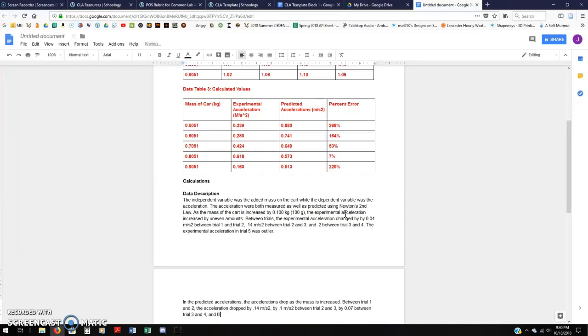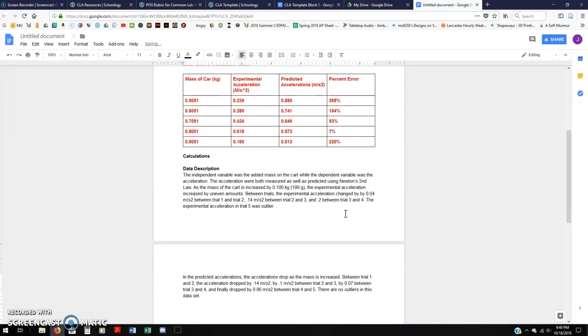And finally, dropped by 0.06 between trial 4 and 5. There are no outliers in this data set.